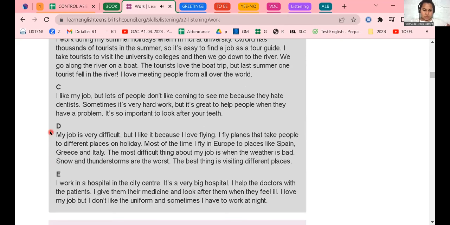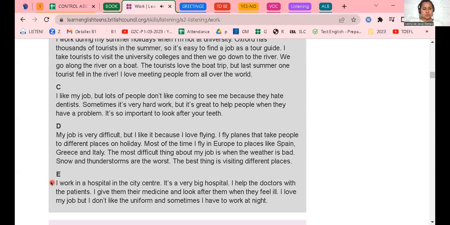D. My job is very difficult, but I like it because I love flying. I fly planes that take people to different places on holiday. Most of the time I fly in Europe to places like Spain, Greece and Italy. The most difficult thing about my job is when the weather is bad. Snow and thunderstorms are the worst. The best thing is visiting different places.